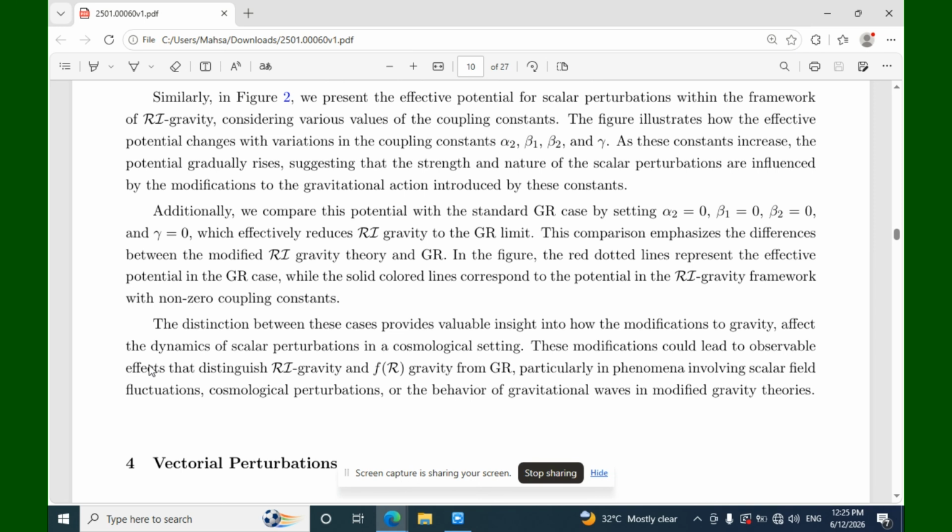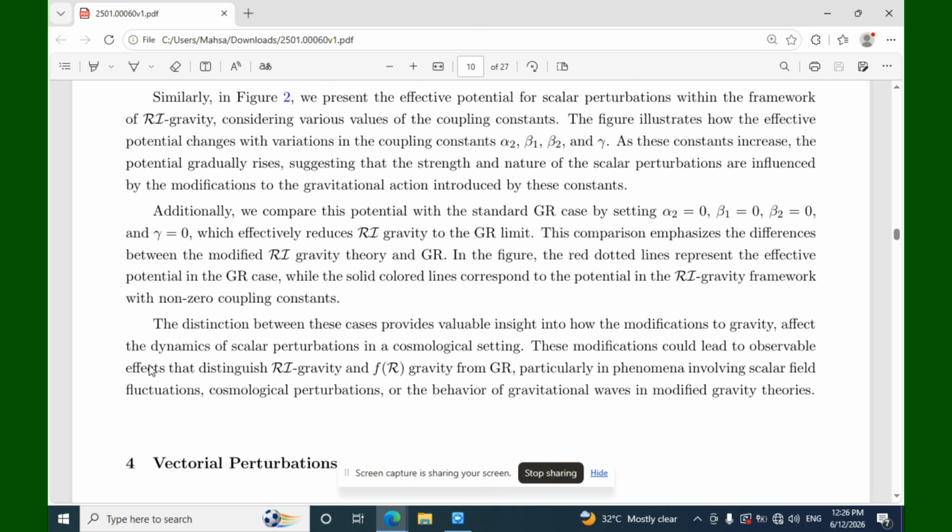Similarly, in Figure 2, we present the effective potential for scalar perturbations within the framework of Ricci inverse gravity, considering various values of the coupling constants. The figure illustrates how the effective potential changes with variations in the coupling constants α2, β1, β2, and γ. As the constant increases, the potential gradually rises, suggesting that the strength and nature of the scalar perturbations are influenced by the modifications to the gravitational action introduced by this constant.